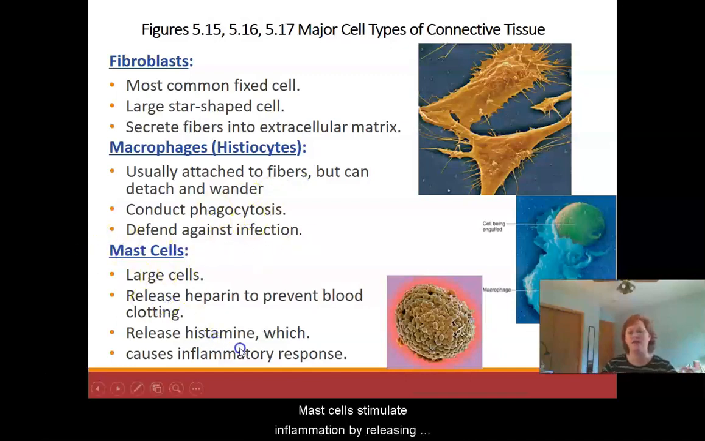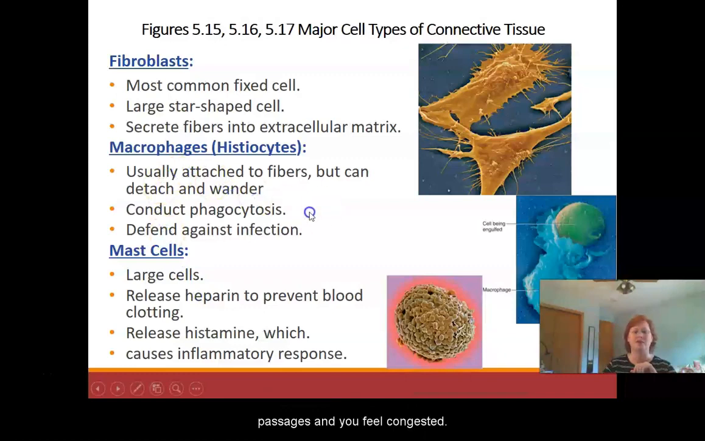Mast cells stimulate inflammation by releasing histamine, and they can also cause a decrease in blood clotting because of a release of heparin. So your mast cells might get overactive this time of year like mine do, and then you get histamines being released, which makes you kind of inflamed in your nasal passages and you feel congested.